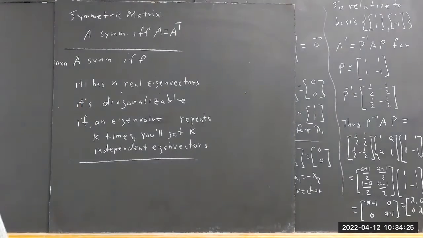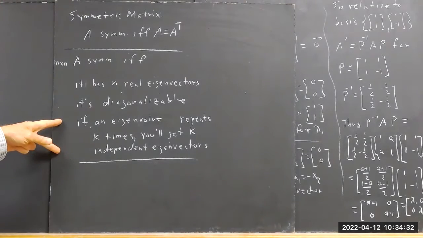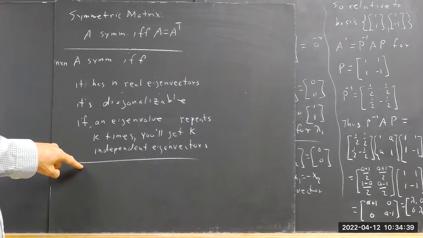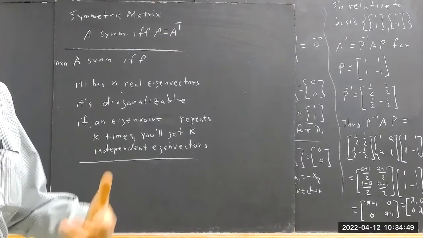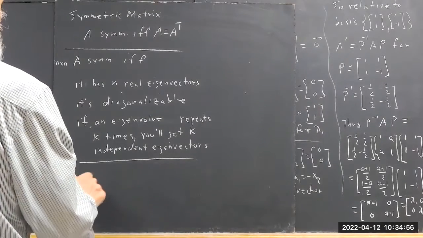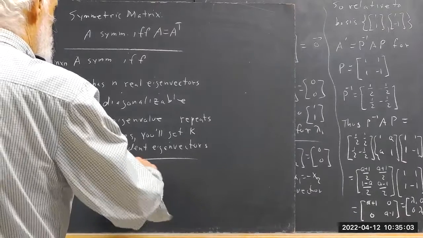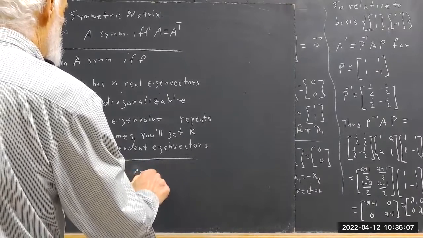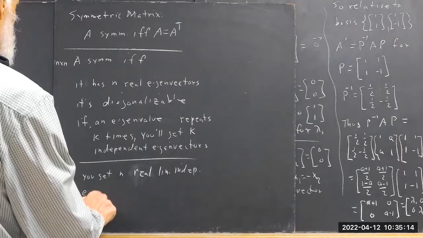That's one that we're probably not going to deal with in an example today because you'll see it in your text. But the point now is these three conditions imply that you have n independent eigenvectors. We get n real linearly independent eigenvectors.